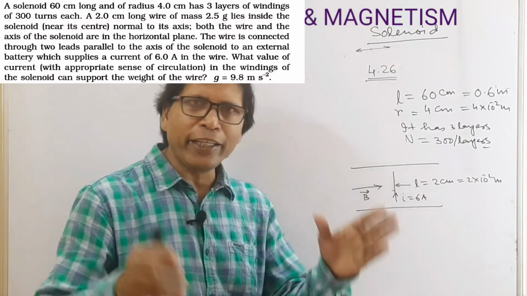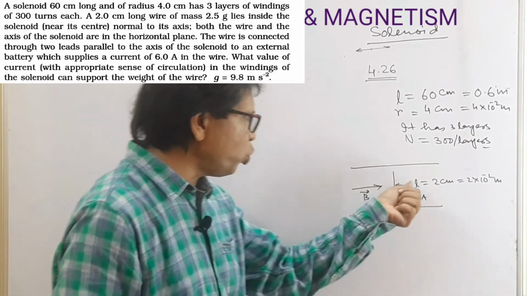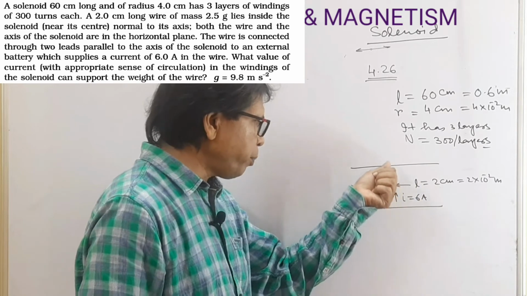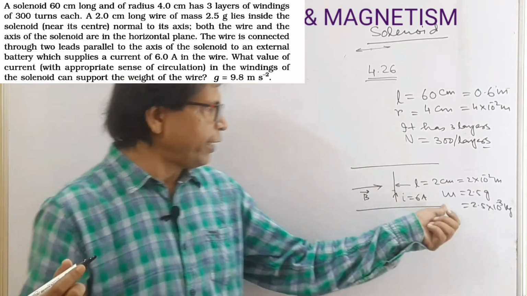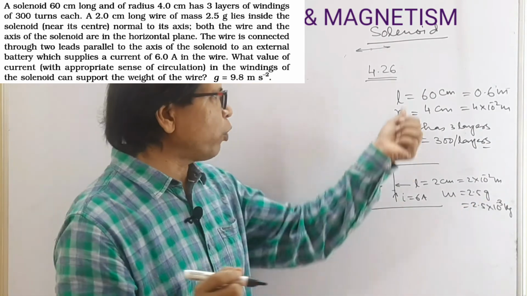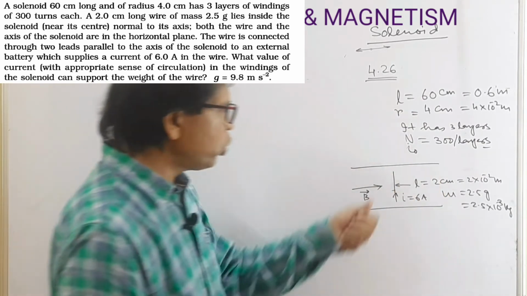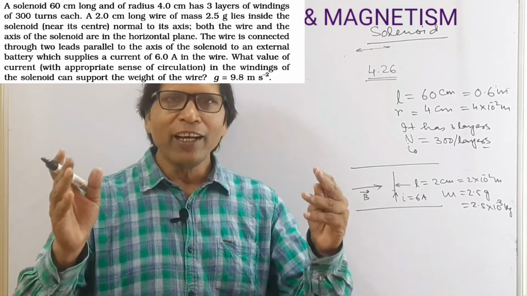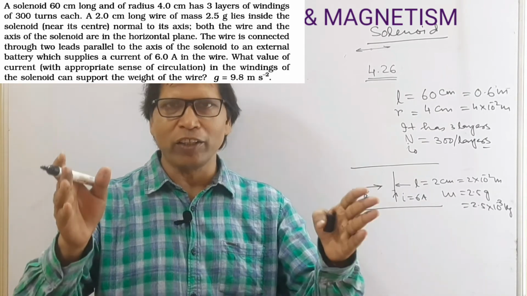Now next, look at this. This solenoid is on a horizontal plane. A wire of length 2 centimeter is placed normal to the axis of the solenoid. Its weight is 2.5 gram. Now we have to calculate the current in the solenoid, I naught, to support this wire. Now we have to calculate the magnetic field in the solenoid.